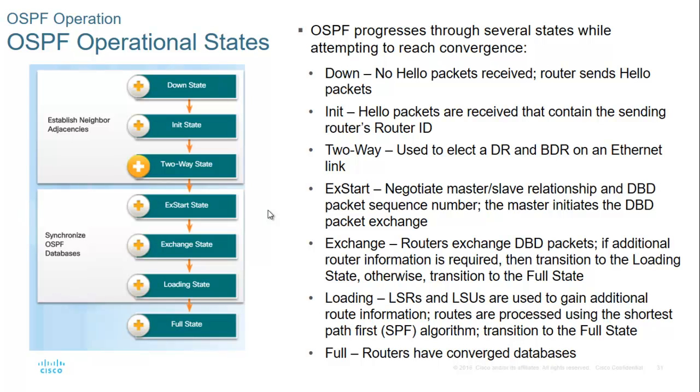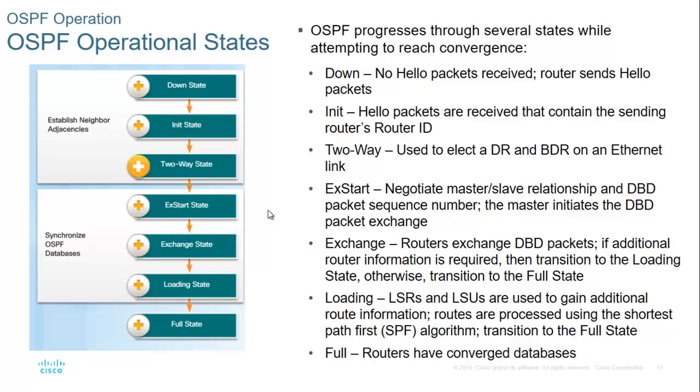OSPF has different operational states. It progresses through several states while attempting to reach convergence. And as you know, convergence is when all of the routers within the topology have all the information about all their neighbors. Down state is when no hello packet is received, so the router sends a hello packet. Init state, or initial state, is when hello packets are received that contain the sending router's router ID.